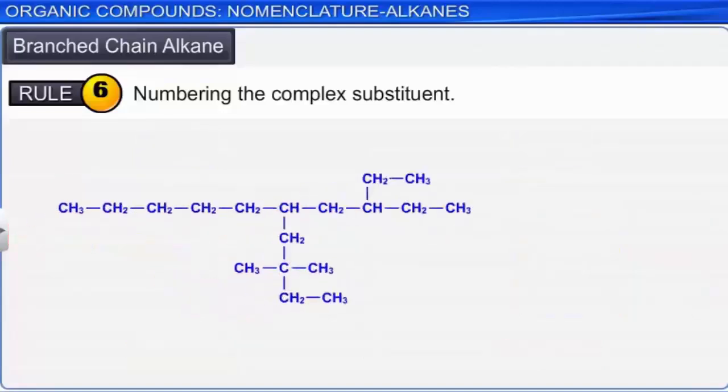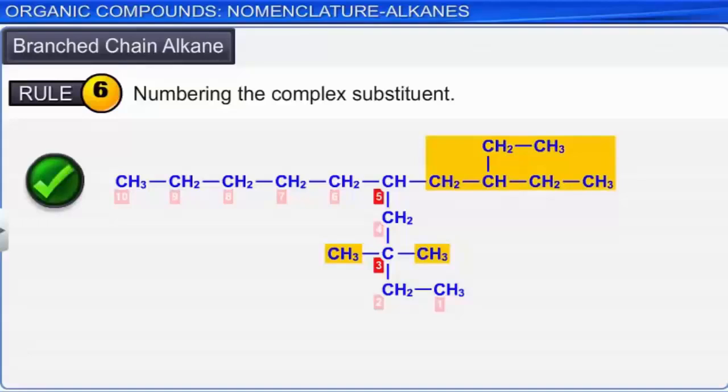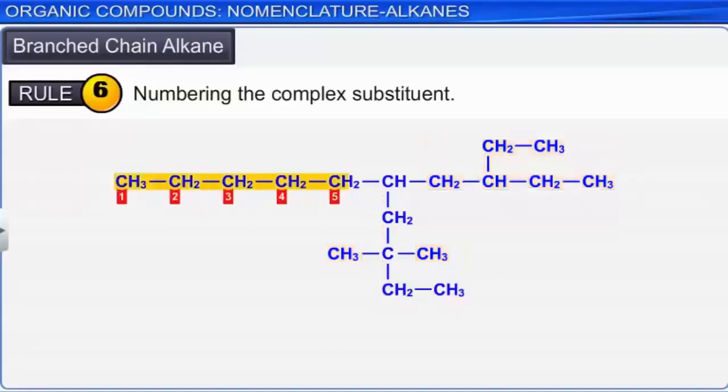The chain should be numbered from the end which is closer to the alkyl groups. Here, the alkyl groups are attached to carbon 3 and 5. Here, the substituents are attached to carbon 6 and 8. So, it is far from the substituent. Hence, it is a wrong way of numbering.